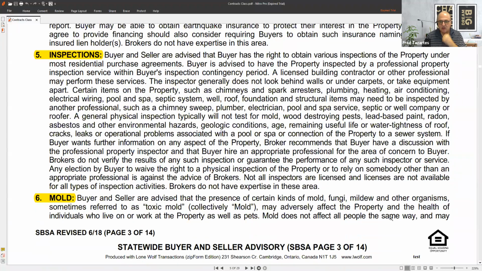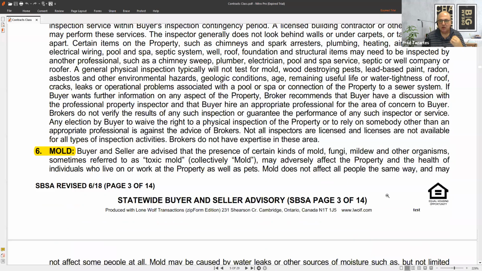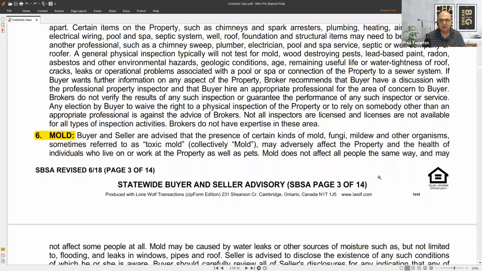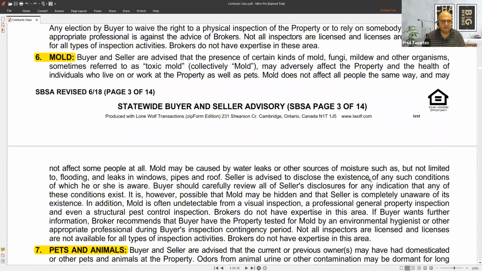Mold, which is a four-letter word in our community. Mold can only be determined by an expert. If you see something, you can't say, oh, that's mold. We are not experts, we don't know. So if you suspect there's mold, or your buyer suspects there's mold, they should have someone come out and inspect that and make sure whether it's safe mold or toxic mold, there are different levels.